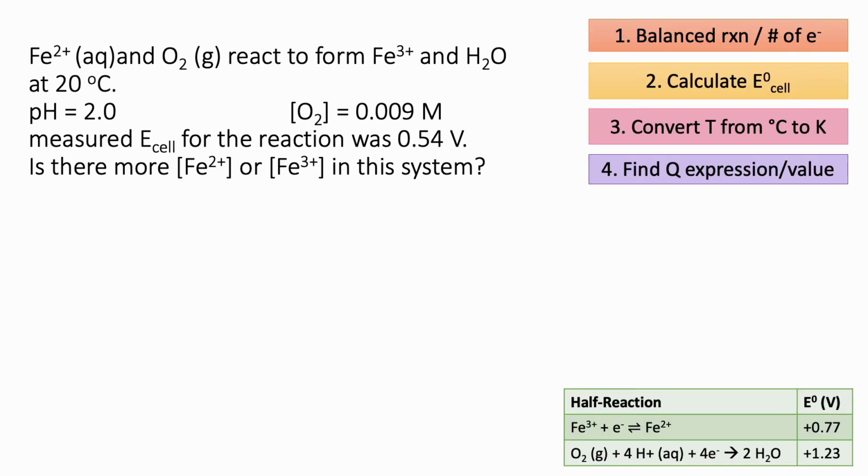0.094. Going back to our original question, it asks, is there more iron 2 plus or iron 3 plus in the system? And so when you look at our ratio, you see a small number, and that means we have far less iron 3 plus in the system than we have iron 2 plus.